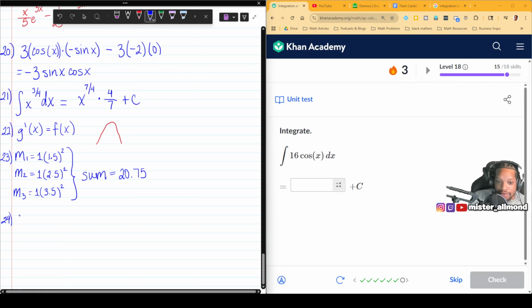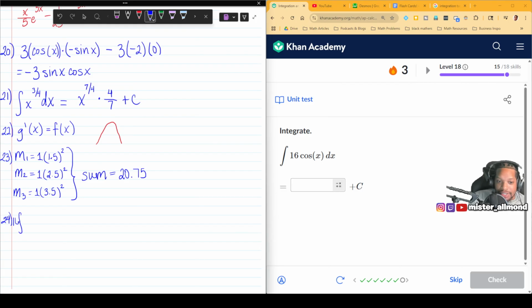All right, integral of 16. I'm just going to throw the 16 out front. Integral of cosine of x dx. Integral of cosine is just sine because the derivative of sine is cosine. So that right there should be my final answer.